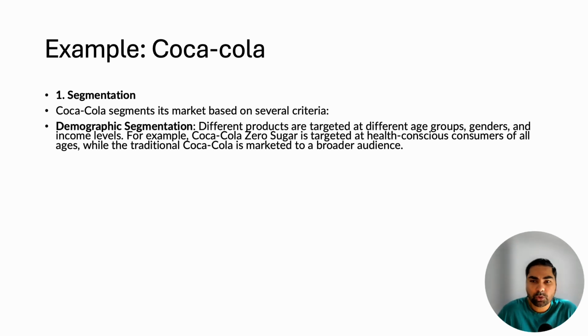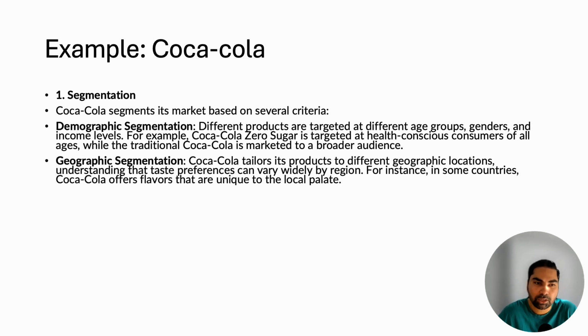So they do a lot of demographic segmentations because they identify segments on the basis of different age groups, genders, and income levels. Coca-Cola Zero Sugar is targeted towards health conscious consumers of all ages. Traditional Coca-Cola is targeted towards a broader audience. So they do a little bit of, not a lot of demographic segmentation here. They are actually going for all audiences and all genders because they want to be inclusive, and all income levels. So I wouldn't really call that a lot of demographic segmentation.